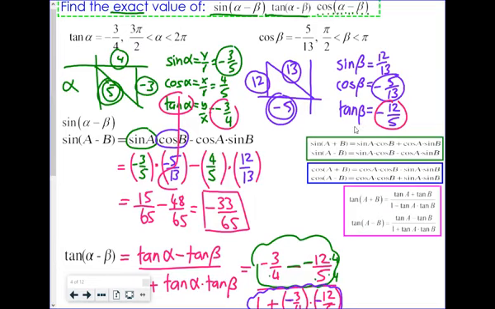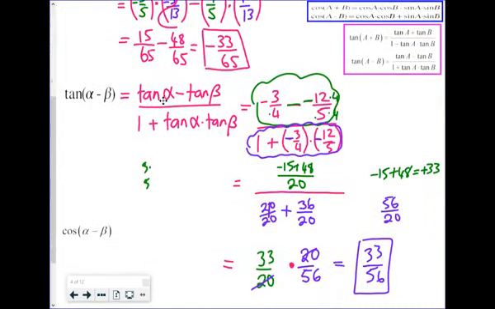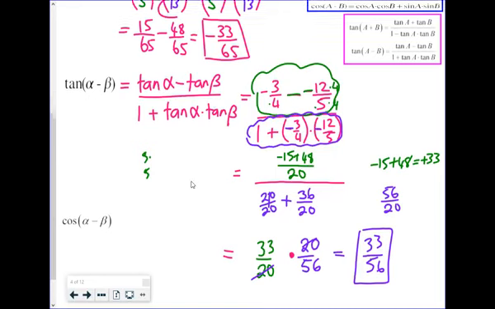Same for beta. I don't know what beta is, but I know what the tangent of beta is. Tangent is a y divided by an x, so it's 12 divided by -5, so it's -12/5. I do not know what alpha and beta are, but I do know what their tangents are. And I needed the tangent, not the angle. So that's what I was doing there.